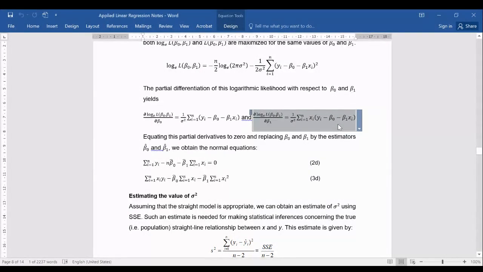All right. So we differentiate the log of the likelihood function with respect to beta 1. What is the partial derivative of this with respect to beta 1? So this is a constant, so the partial derivative of this is equal to 0 with respect to beta 1. And then now we get to this. What is the partial derivative of this with respect to beta 1?